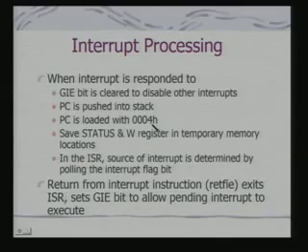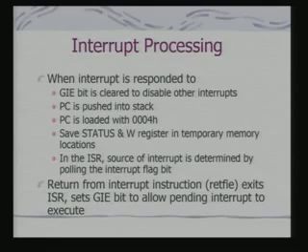PC is pushed onto the stack. This is again a hardware stack, and now PC is loaded with a particular address, and this is the vector for the interrupt service routine. And what you are supposed to do in your interrupt service routine is to preserve a copy of status, at least a copy of status and W register.